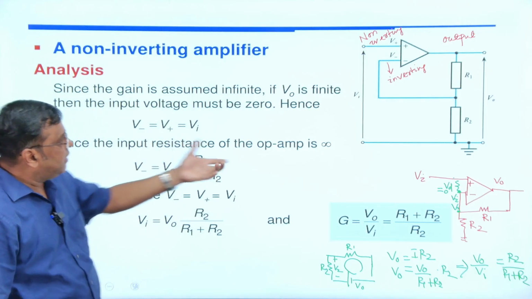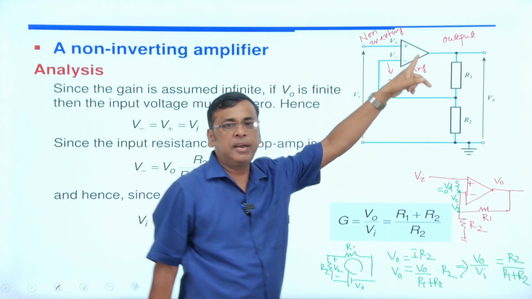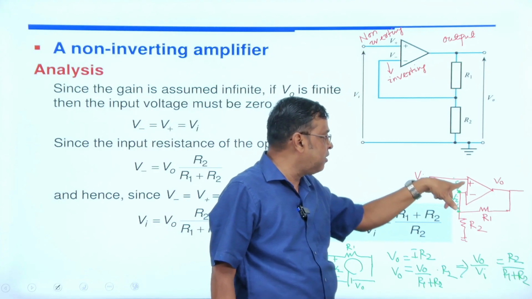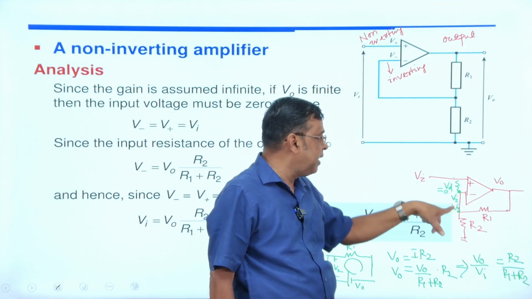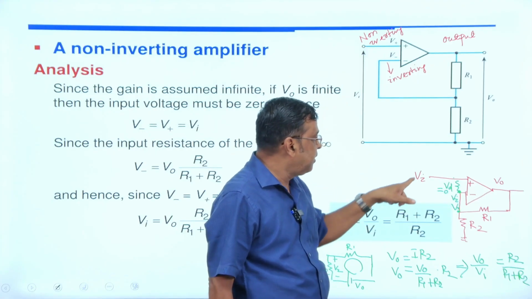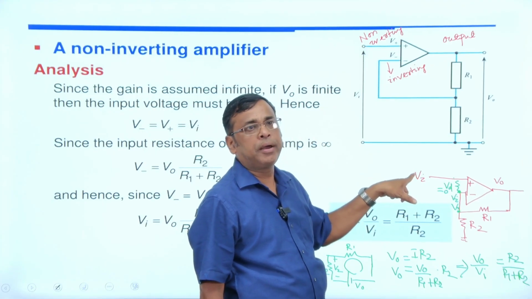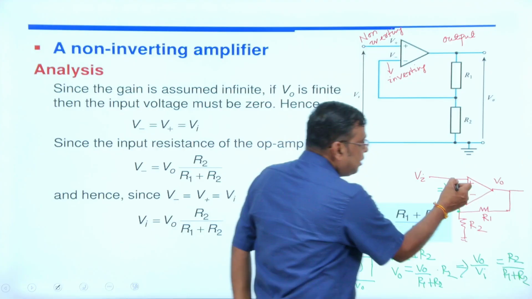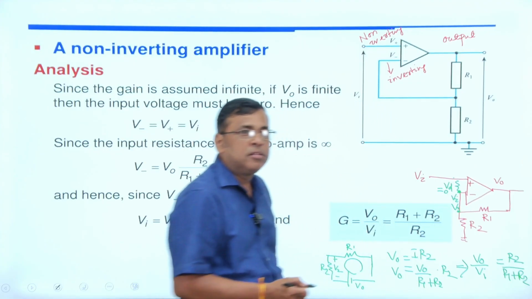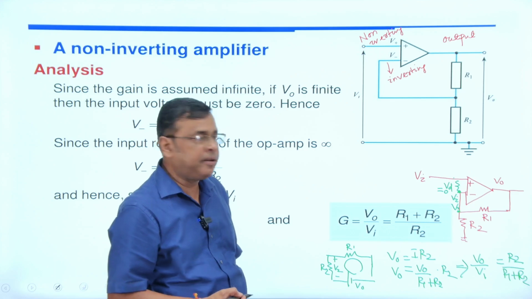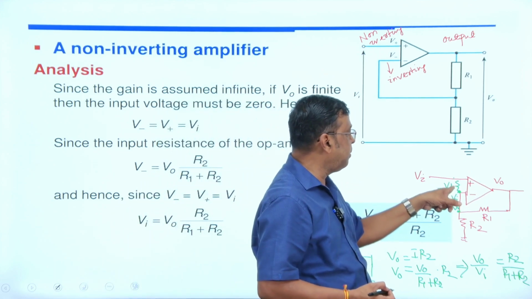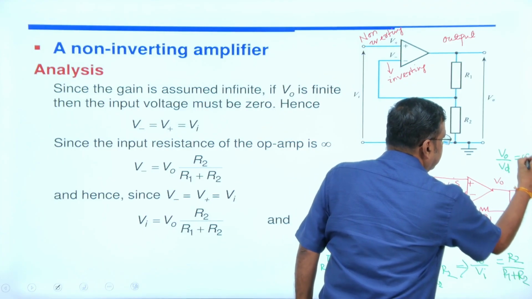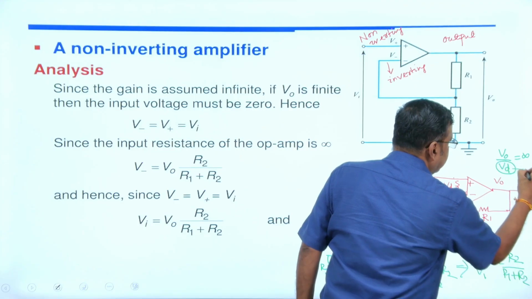First look at this here. This is your Vi. Since it is a non-inverting amplifier, we are applying the input voltage at the non-inverting terminal, that is your plus terminal, and here there is your inverting terminal. Since it is an op-amp as a non-inverter, due to the virtual ground concept, this voltage must be 0. Because of what? The properties of the operational amplifier: gain is infinite, that is V0 by Vd equal to infinite. If V0 by Vd is infinite, this voltage must be 0.